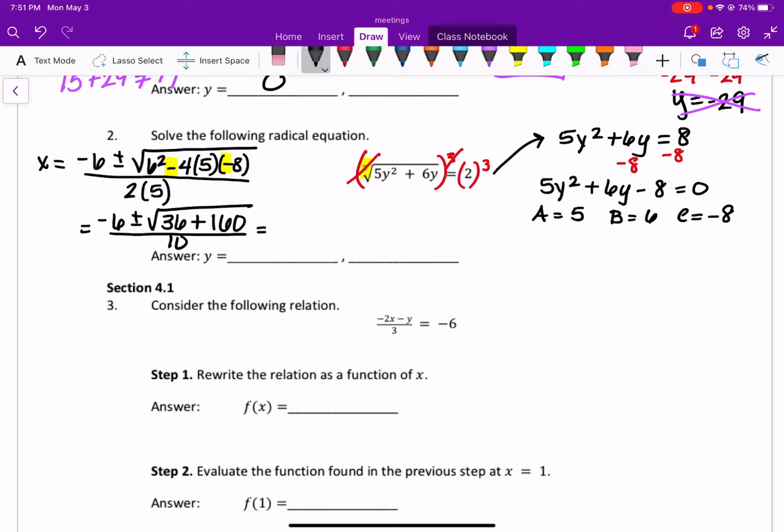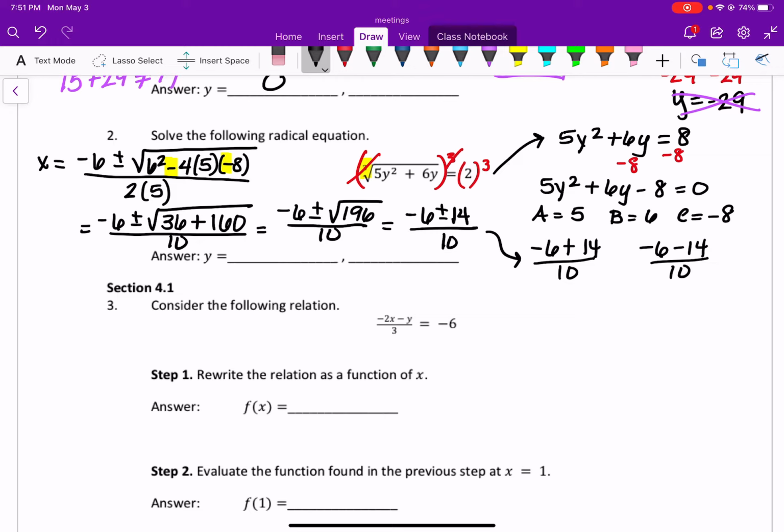Just keep going here. So negative 6 plus or minus the square root of 196 over 10. We actually just did 196, that's 14. So this is negative 6 plus or minus this 14 over 10. And remember, at this point, we got to split it up. Negative 6 plus 14 divided by 10, and negative 6 minus 14 divided by 10. So this is going to give us 8 over 10, which is going to reduce down by 2 and give us 4 over 5. So there's one answer.